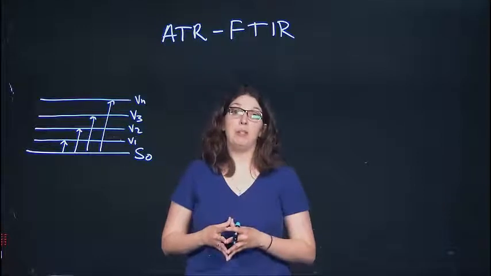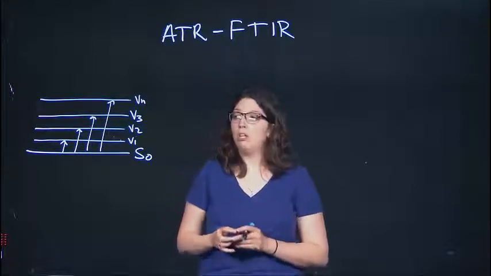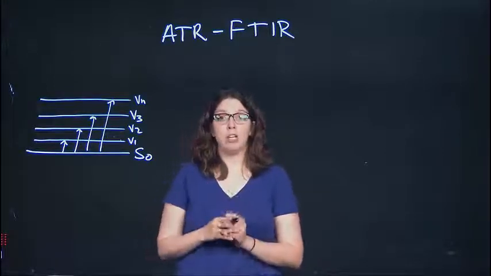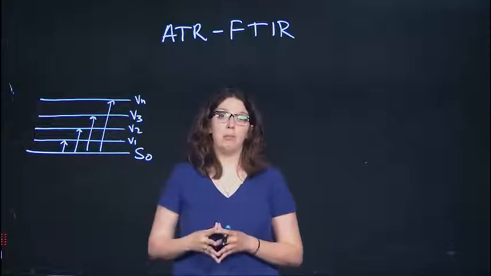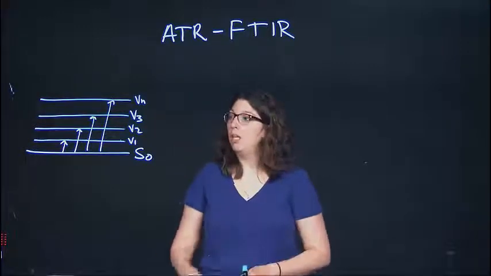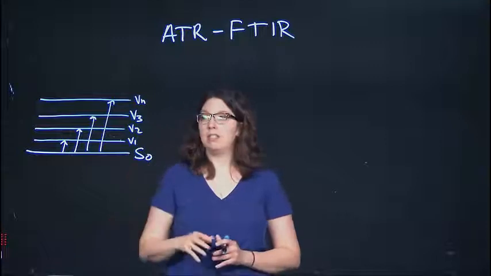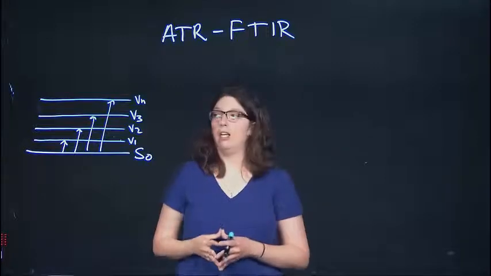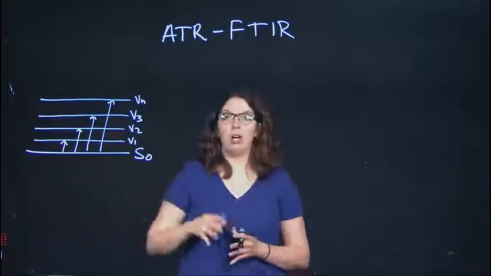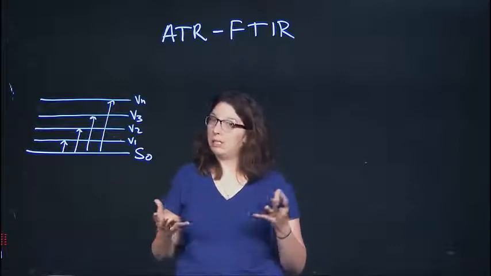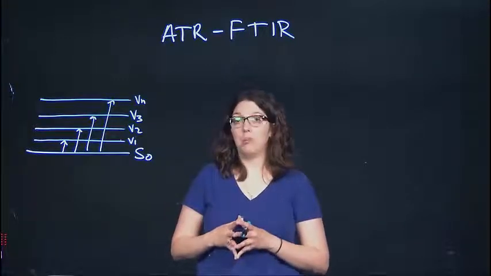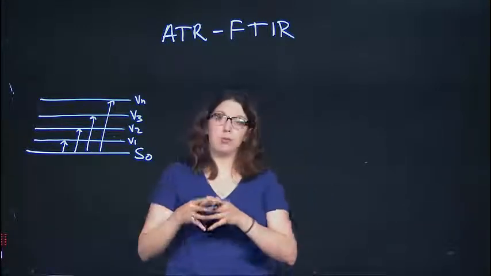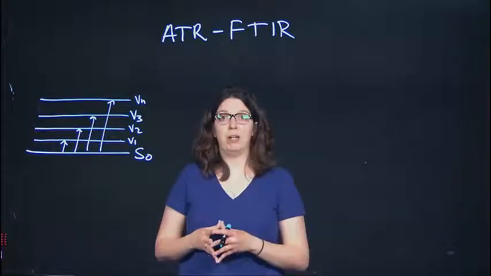IR, infrared spectroscopy, is a type of vibrational spectroscopy. So when we think about this, we need to imagine the molecule in its ground state. And when we shine infrared light on that molecule, it raises that molecule up to a different vibrational level within the ground state. And that's represented here. So S0 is our ground state, V1, V2, V3, and so on up to Vn are the different vibrational levels in that ground state. And when we shine different wavelengths or frequencies of infrared light onto our molecule, it goes to these different vibrational levels. These vibrational levels will correspond to bands in the infrared spectrum.